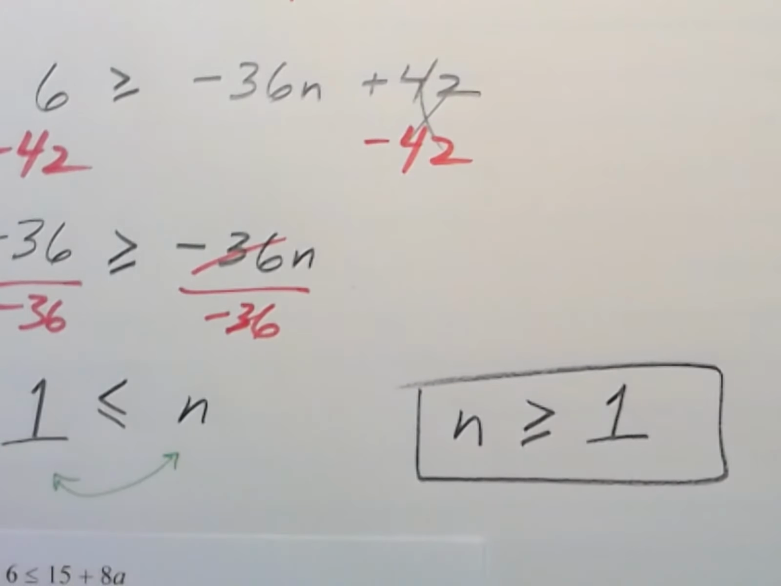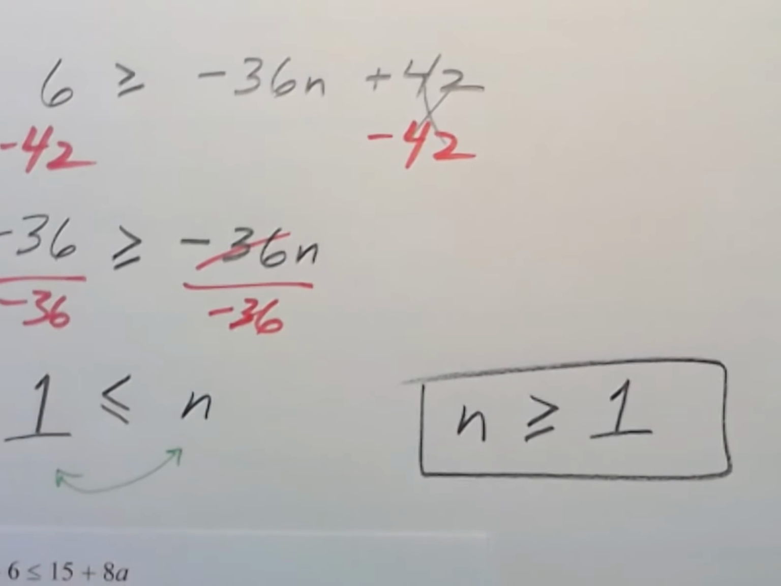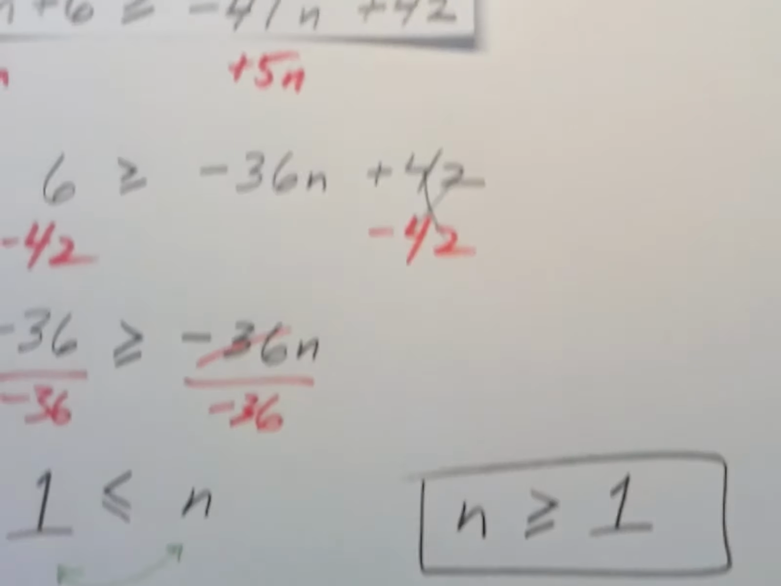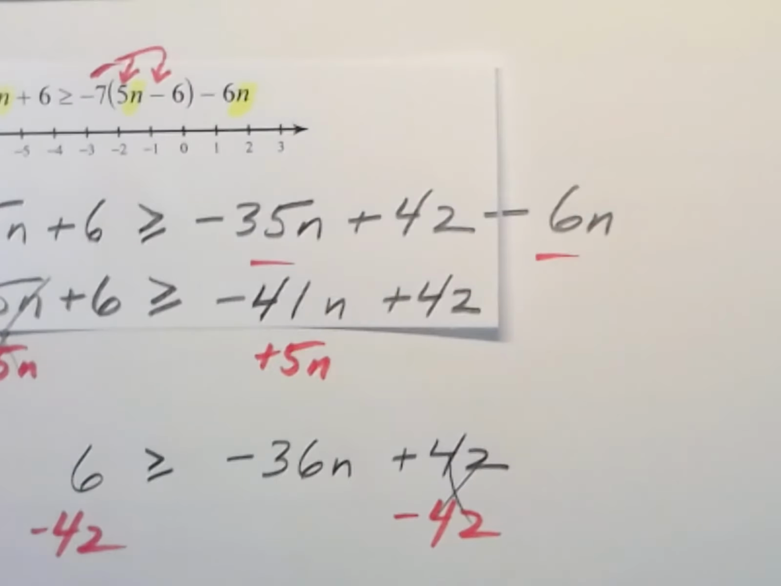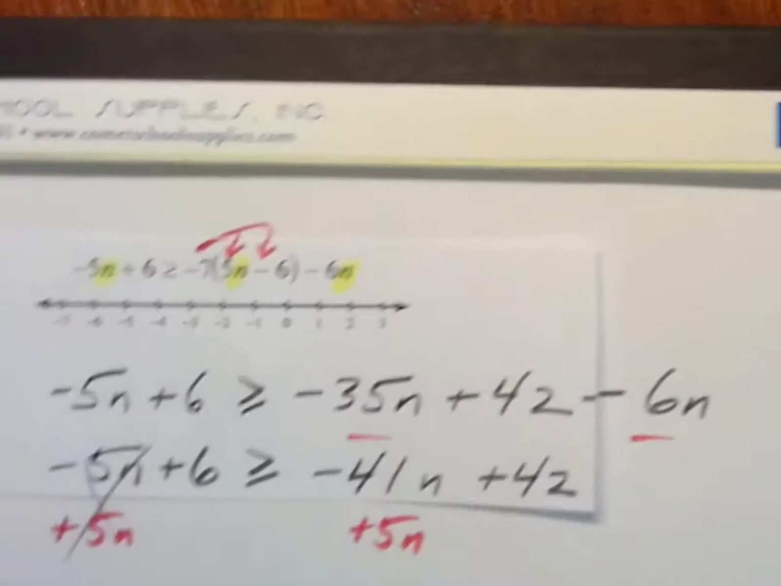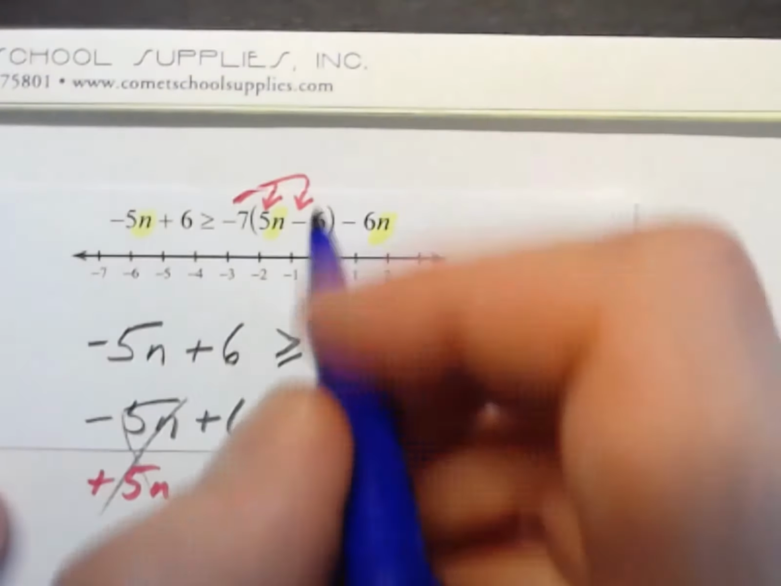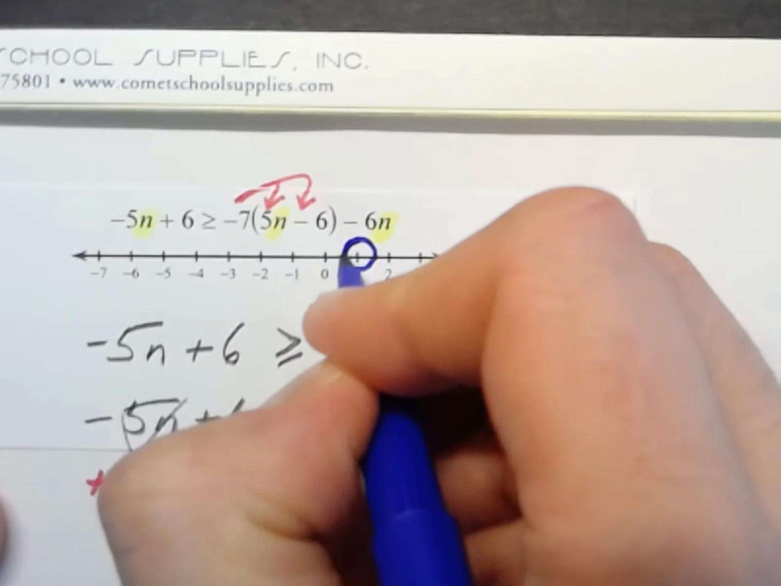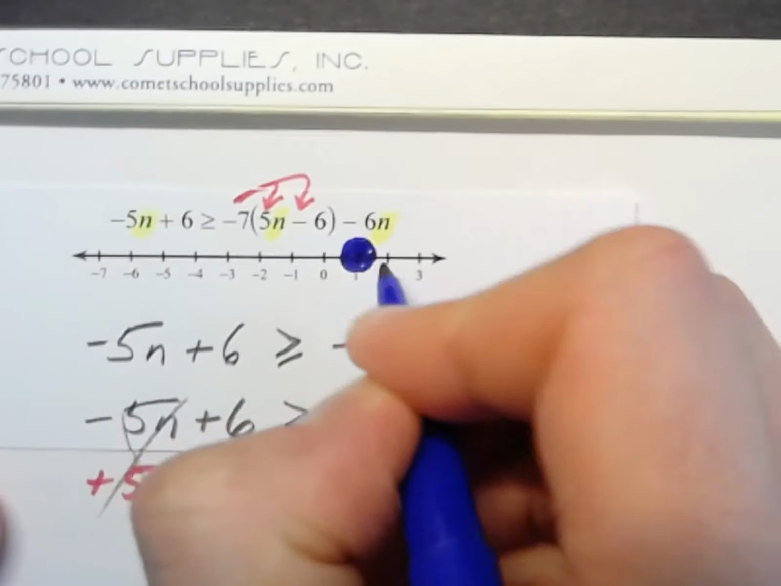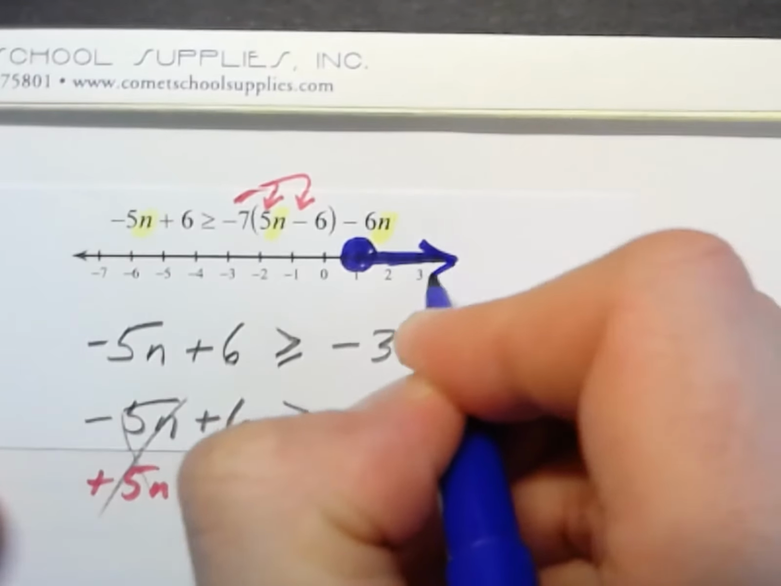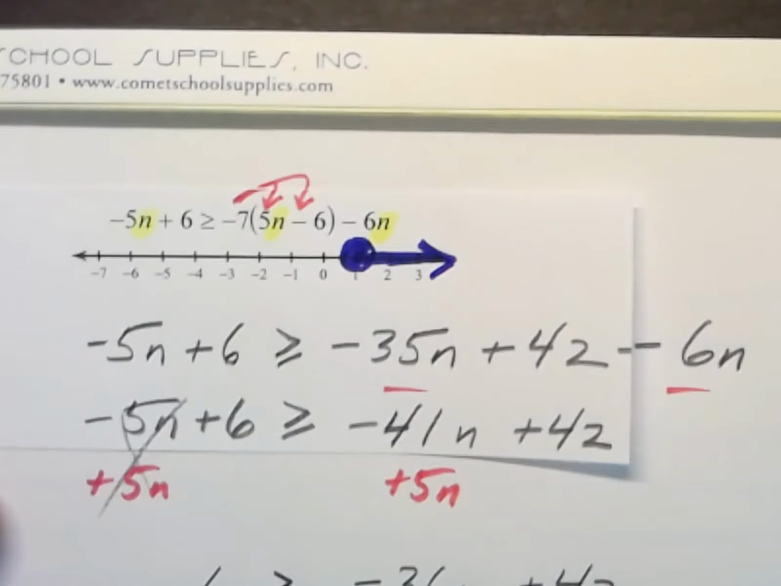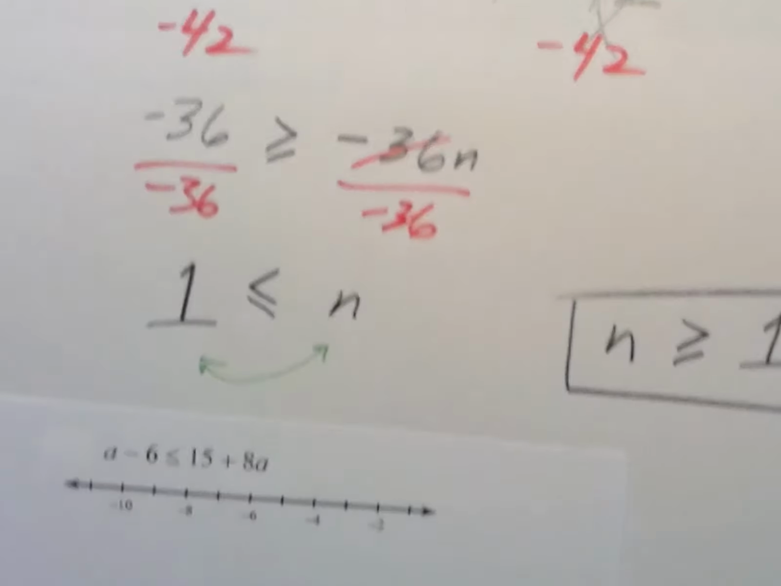So n is greater than or equal to 1. If we look at the solution here, n is greater than or equal to 1. Here is this. We are filling it in, and it's greater than, so it's going up here. Okay, cool. N is greater than or equal to 1.